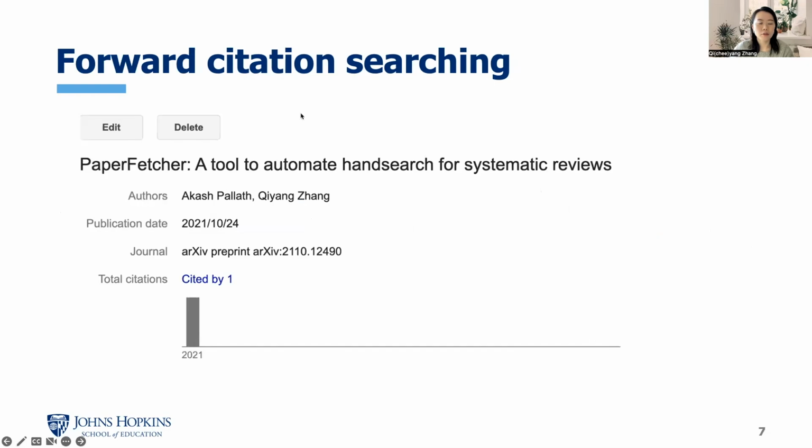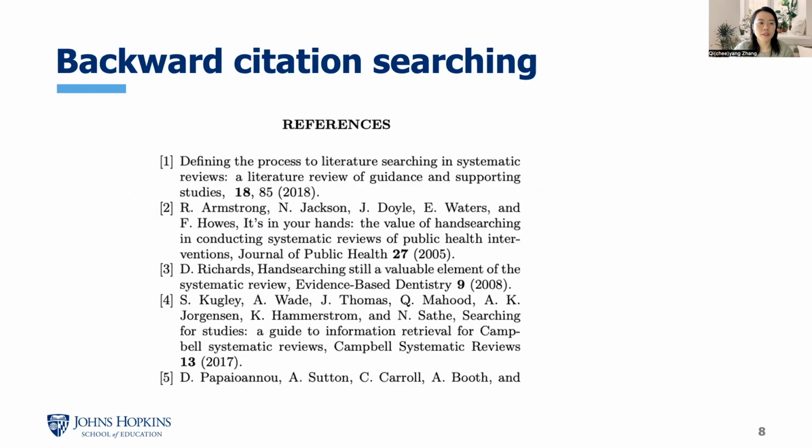For forward citation searching, take Paperfetcher as an example. Forward citation searching means studies that cite Paperfetcher. Backward citation searching means if you open Paperfetcher's publication and scroll down all the way to the last reference page, backward citation searching means all the papers Paperfetcher has cited.